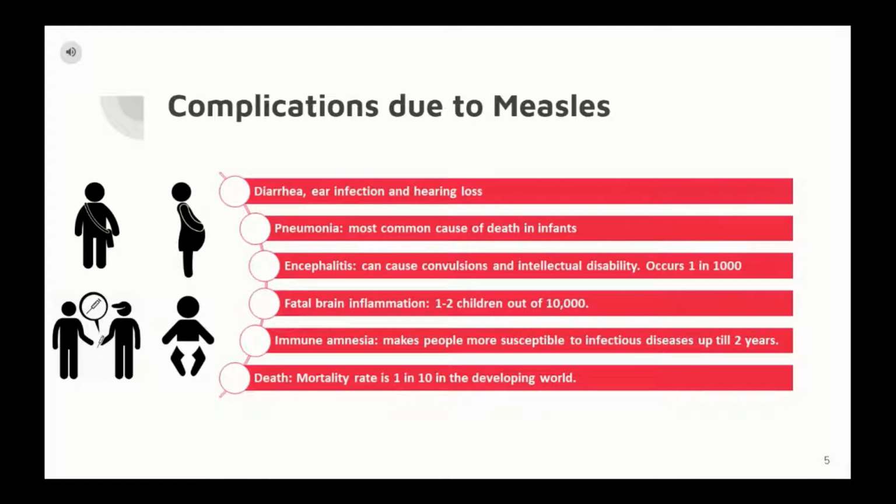Its mild complications include diarrhea and ear infections. Measles may even result in hearing loss. Some of its severe complications are pneumonia. It is the most common cause of death in infants. Encephalitis. It occurs in 1 in 1,000 people and can cause convulsions and intellectual disability. Fatal brain inflammation. It affects 1 to 2 children out of 10,000.